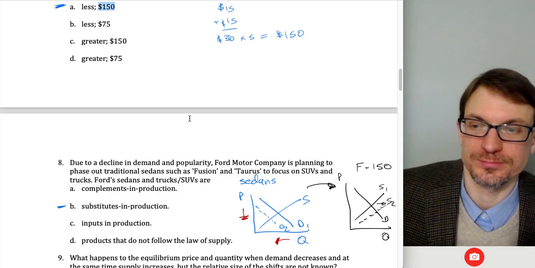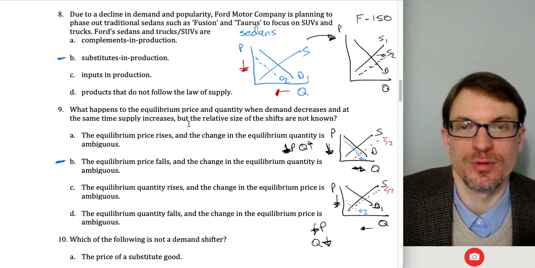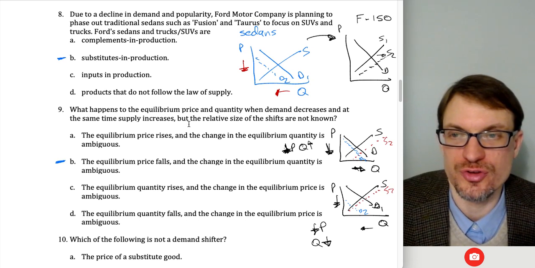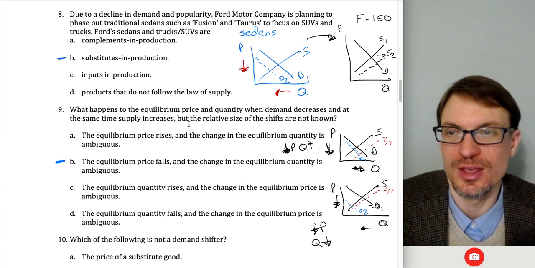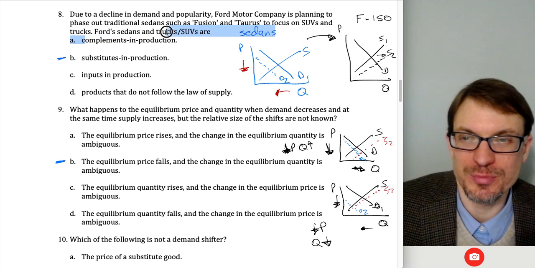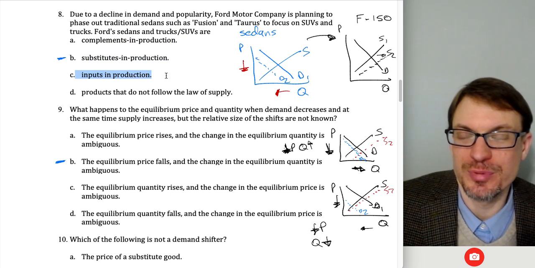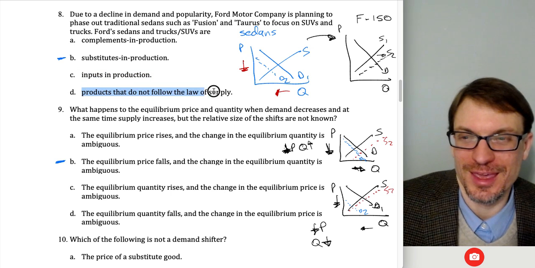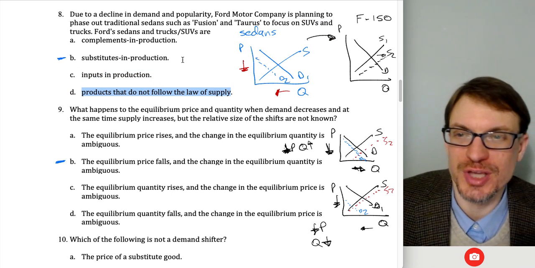Okay. Due to a decline in demand and popularity, Ford company is planning to phase out traditional sedans such as the Fusion and Taurus to focus on SUVs and trucks. Are their sedans and trucks complements in production? Nope. Substitutes in production. That's correct. Inputs in production? Nope. Products that do not follow the law of supply? No, that's silly. All right, so they're substitutes in production.